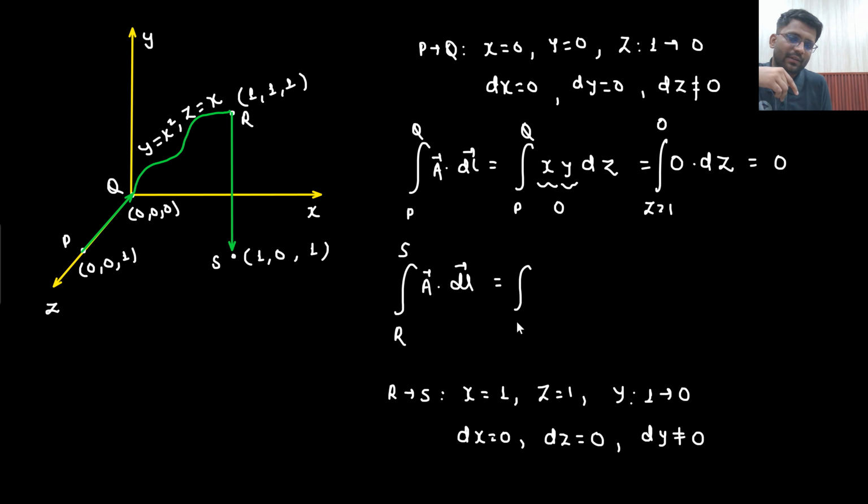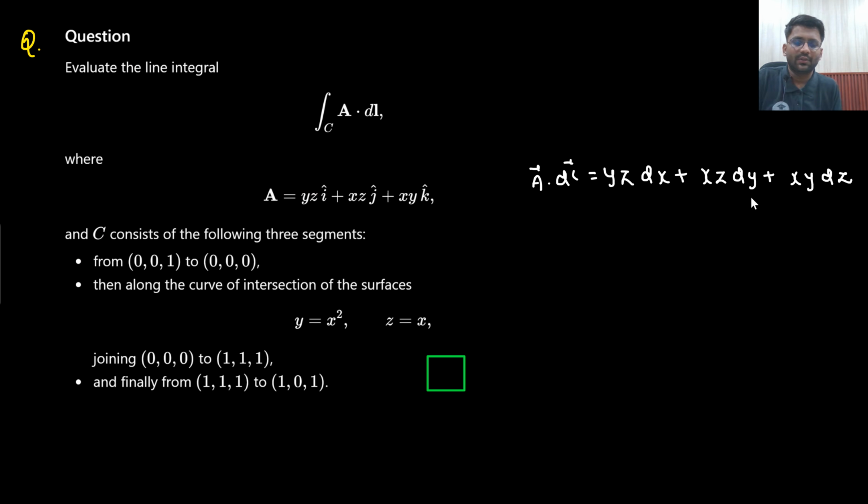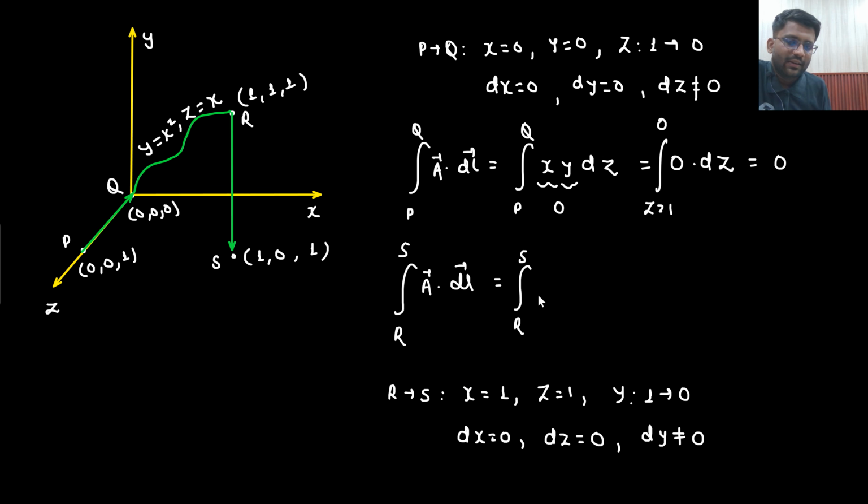So what you are getting from R to S? Dy is non-zero, so xz dy. X into z dy. Value of x is 1, value of z is 1. Dy remains as it is. Y going from 1 to 0. The answer is minus 1 here. So from P to Q it is 0. From R to S it is minus 1. No issue about it at all.